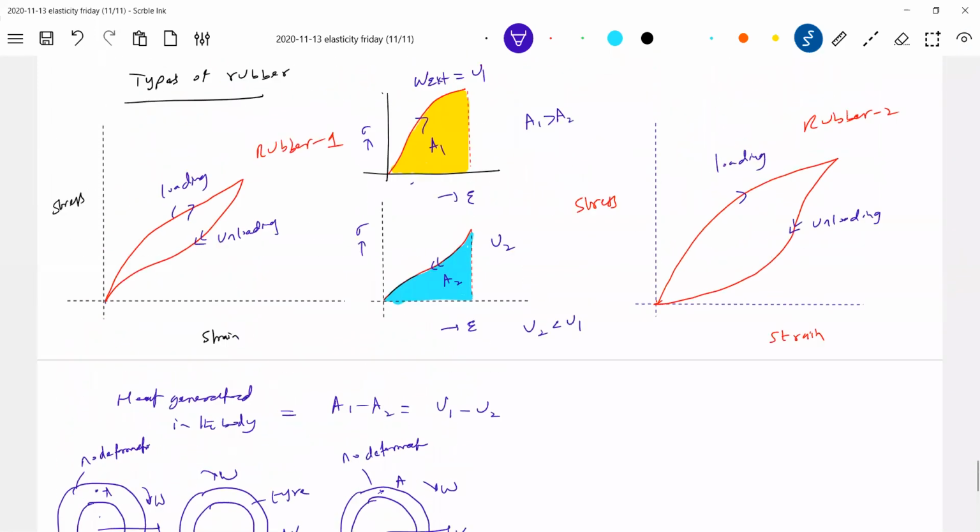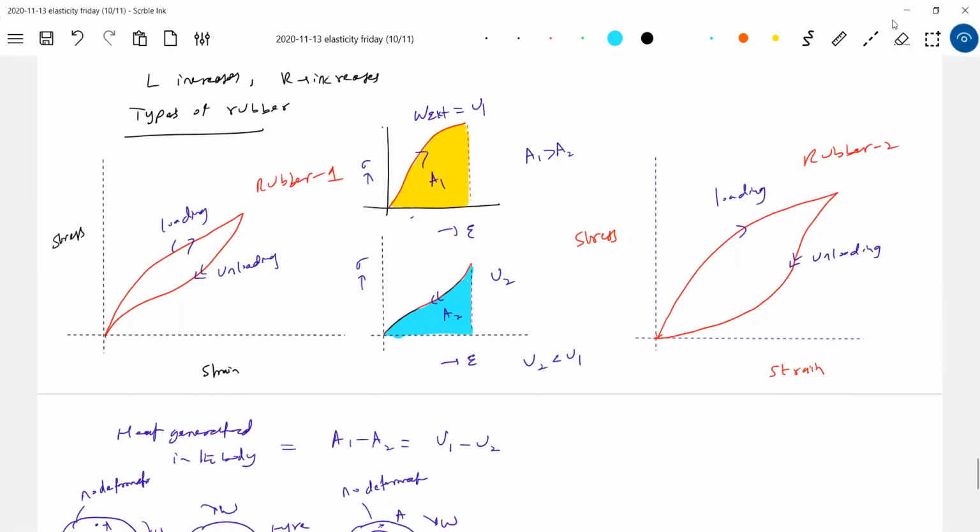Or tell me, for tires, if this area under the curve is more, what will happen to the heat? More heat will be generated, no? More heat will be generated. Then if more heat is generated, the tire may burst, no? So therefore, tell me what type of rubber I should choose to make car tires?